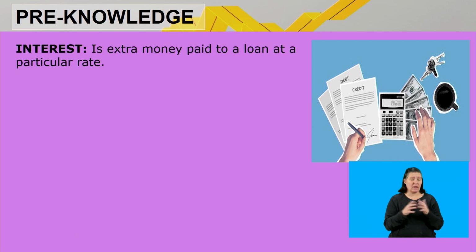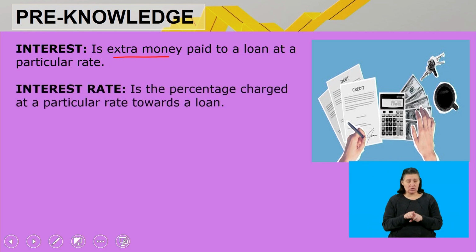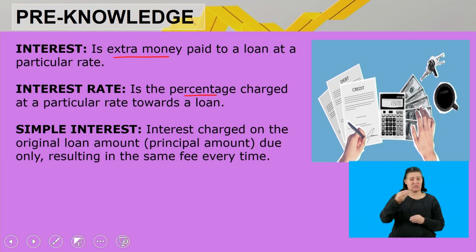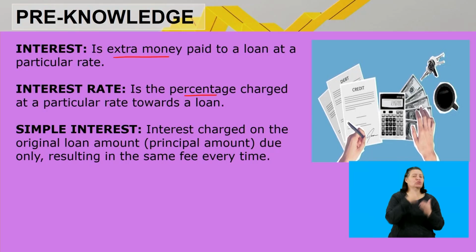Also important when we're dealing with hire purchase is interest. Interest is extra money paid on a loan at a particular rate. Also, the interest rate is a percentage charged at a particular rate towards a specific loan. And then I indicated here simple interest. Remember we said when we're dealing with hire purchase, we're going to use the simple interest method. So this is interest charged on the original loan amount, also known as the principal amount, only, resulting in the same fee every time.